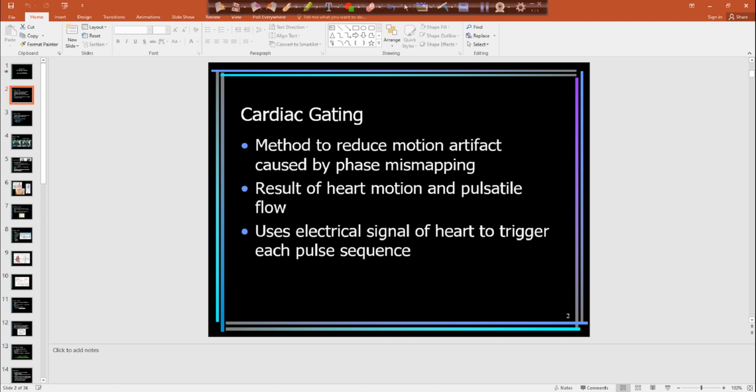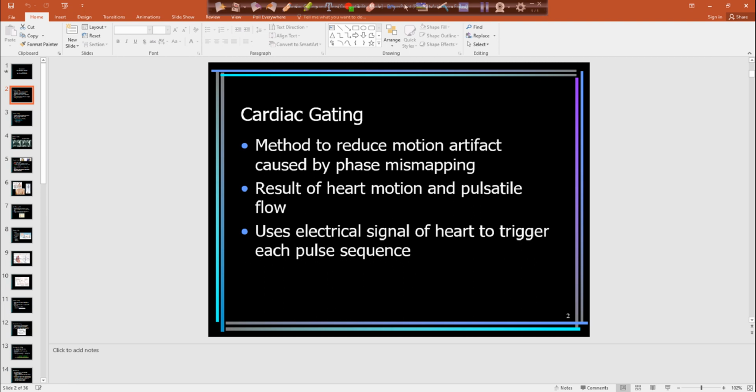So these are the objectives we're going to be talking about today. We're really just going to be talking about gating and ways to compensate for it. Gating is really just a method to reduce that motion artifact caused by phase mismapping. Another name for that phase mismapping, obviously, is motion, but then you have ghosting. So just a quick review from last week. This is caused by the involuntary motion of the heart and the pulsatile flow of the blood through the atrium, through the ventricles, through the aorta, all those structures.